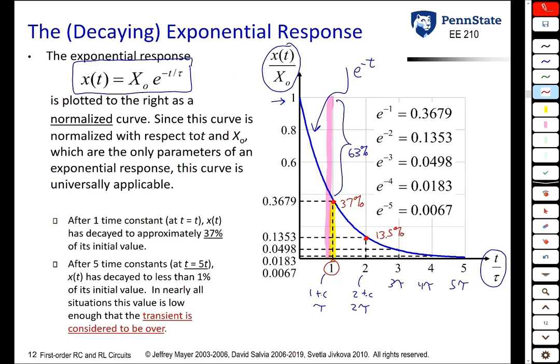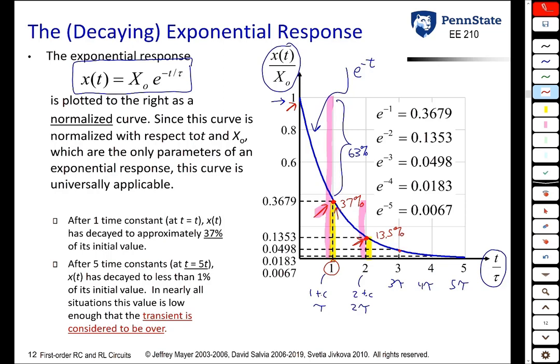But another interesting thing is the value here is 37% of the value after 1 time constant. And we're going to see that every time you move another time constant away, it's going to be 37% of the previous value. So this point here was 37% of that. This point here is 37% of that.